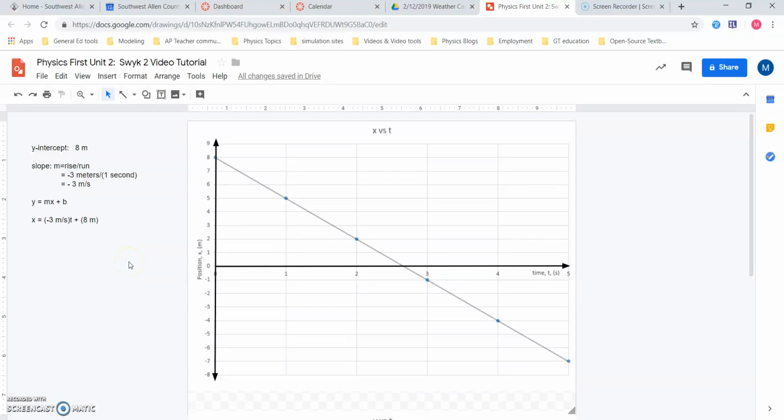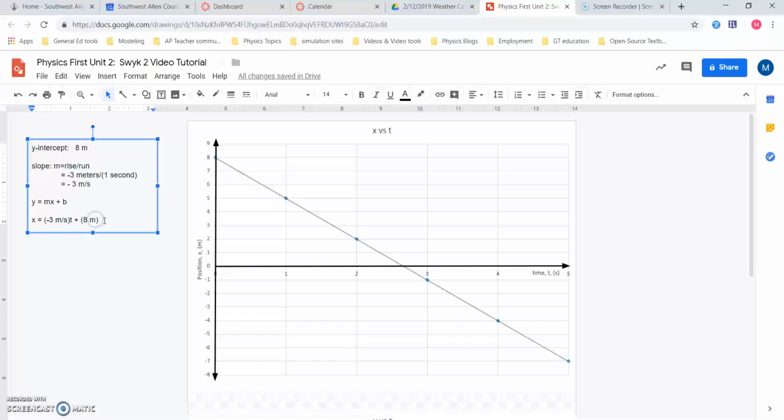So what's the meaning of this? Well, the meaning is that it starts at 8 meters. That's where it starts at, and it's moving in the negative direction at 3 meters per second.